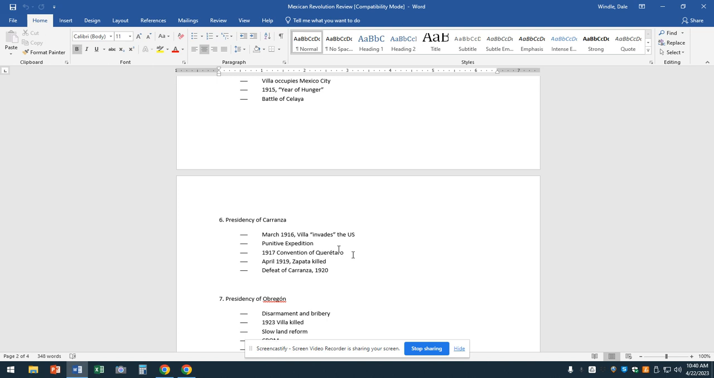I'm using air quotes. Obregon becomes president, and he continues the disarmament and bribery to bring peace to the country, and has some success with that. In 1923, it looked like Villa, who had been pacified by being given a giant hacienda, was going to try to re-enter politics, and so he was killed, probably by Obregon. Obregon did some slow land reform that the Constitution allowed him to do, but it was tepid.